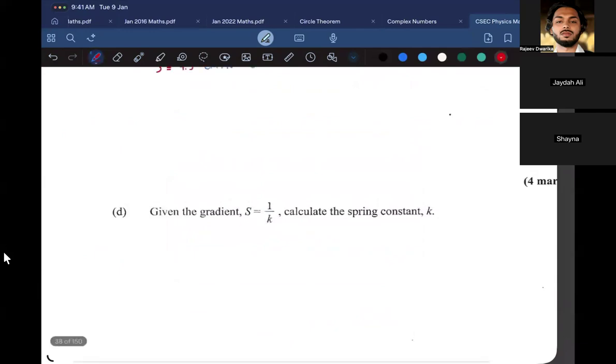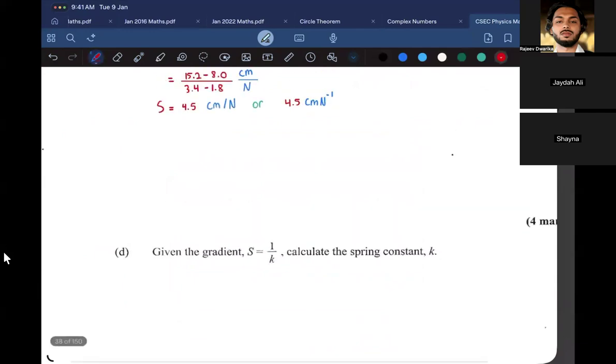So they want us to calculate the spring constant K. So Jada, how would I find K? Just to remind you, S was equal to 4.5. S was equal to 4.5 centimeters per Newton. How would I find K?